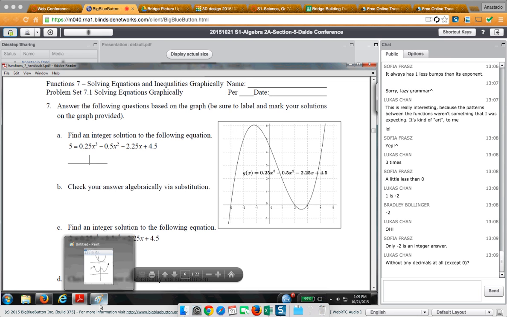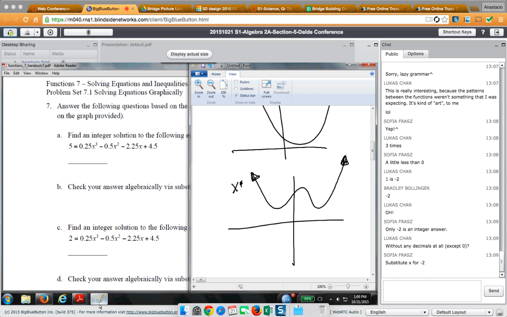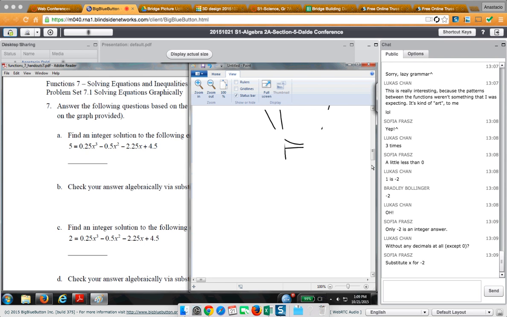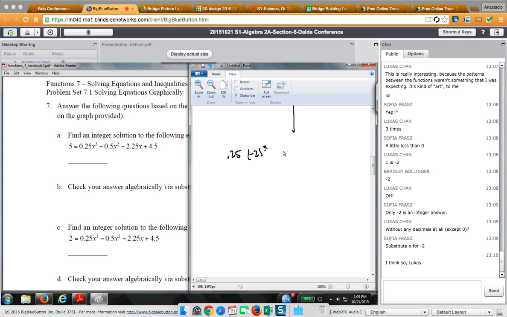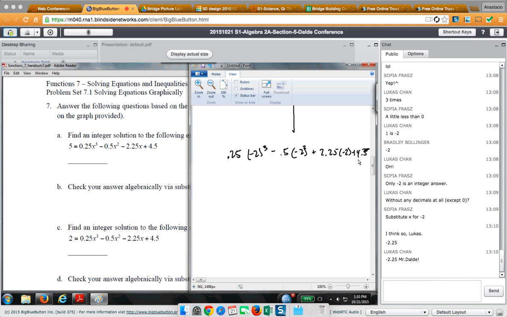Can I do this on a piece of paper? Sure, I'll try it. What is 0.25 of negative 2 cubed minus 0.5 of negative 2 squared plus 2.25 times negative 2 plus 4.5? All right. Naturally, you would do it in your calculator. However, I feel like I've been a baller as far as getting these correct.